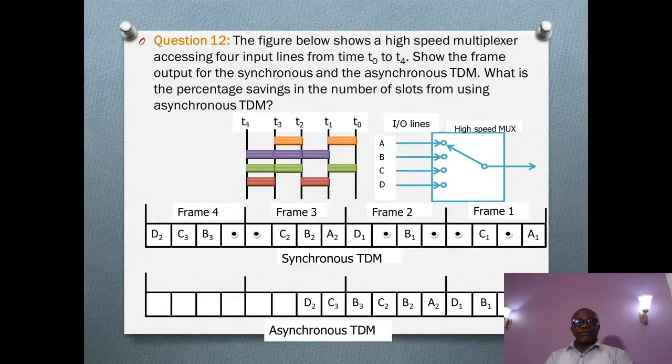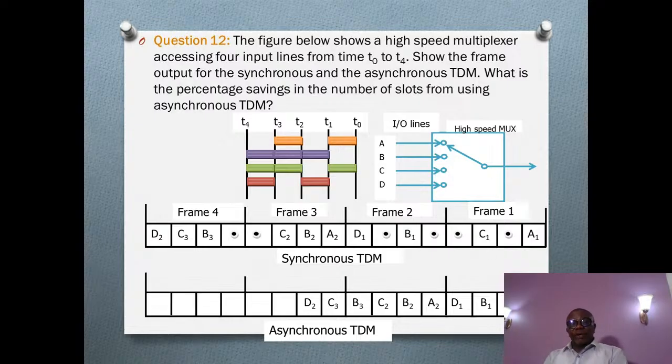Likewise, T3 to T4, which is the frame 4, it sees nothing in A, it transmits open space in A. The third time it sees something in B, it calls it B3. The third time it sees something in C, that is the green, it calls it C3. And this is the second time it sees something in D, the brown something, it calls it D2. Now, you can see that from T0 to T4, it has 4 frames transmitted.